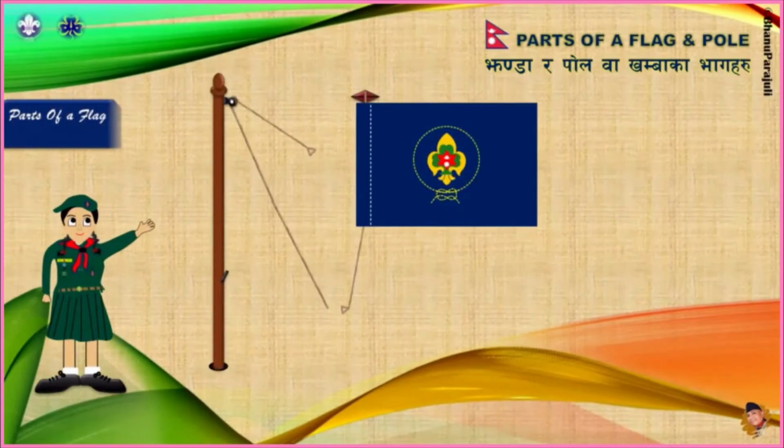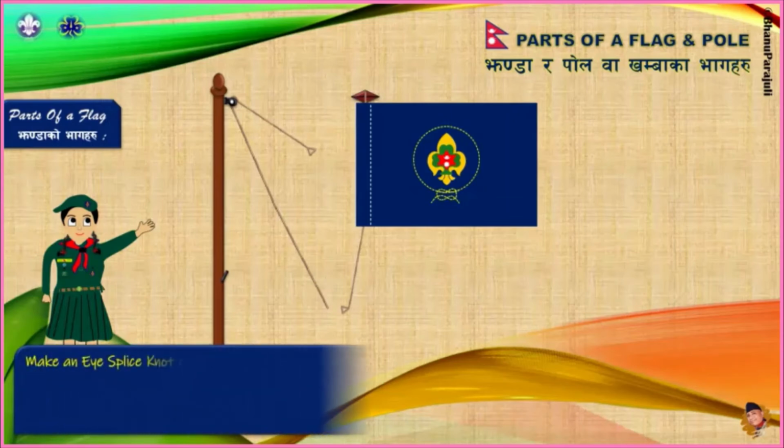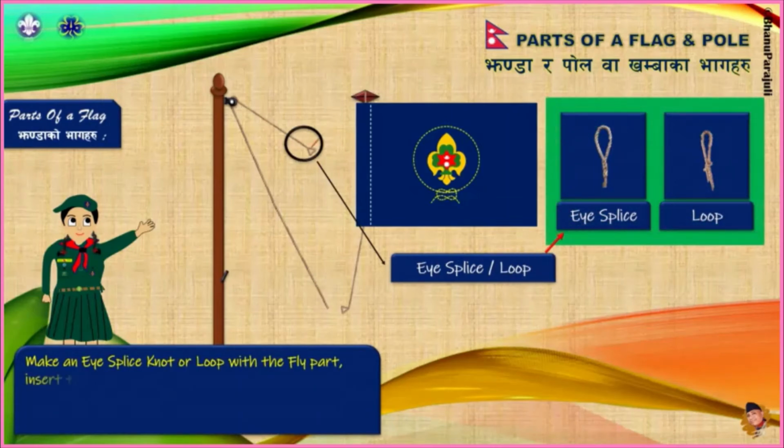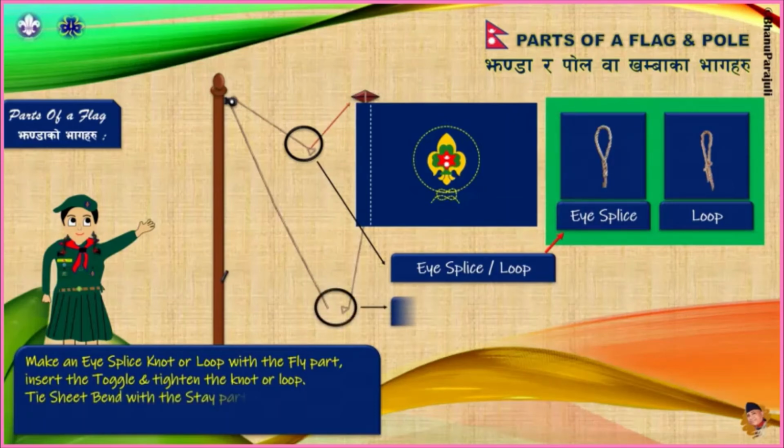Parts of a flag. Make an ice splice knot or loop with the fly part. Insert the toggle and tighten the knot or loop. Tie sheet bend with the stay part with the loop of the flag rope.